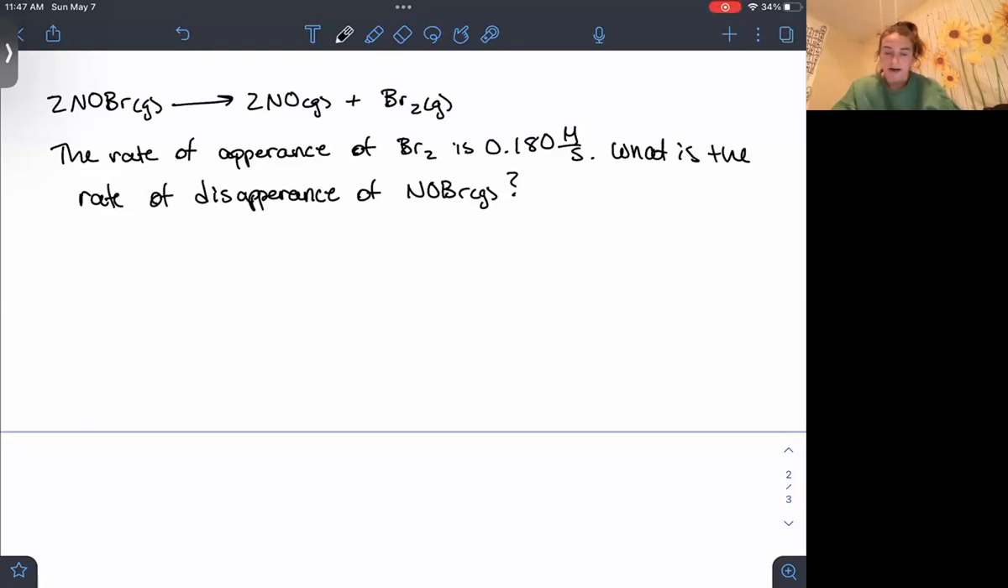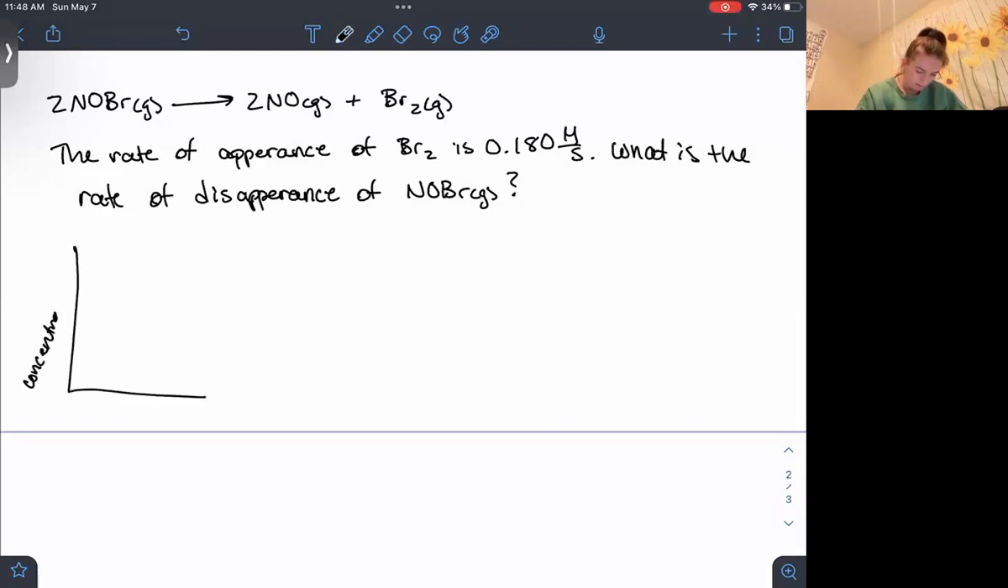Okay, so what do we need to know about this question? We know that your rate of disappearance is going to be stoichiometrically equivalent to your rate of appearance for your reactant or for your products. So this is like that one graph that your notes have, where it's concentration on this side, and then time on this side.